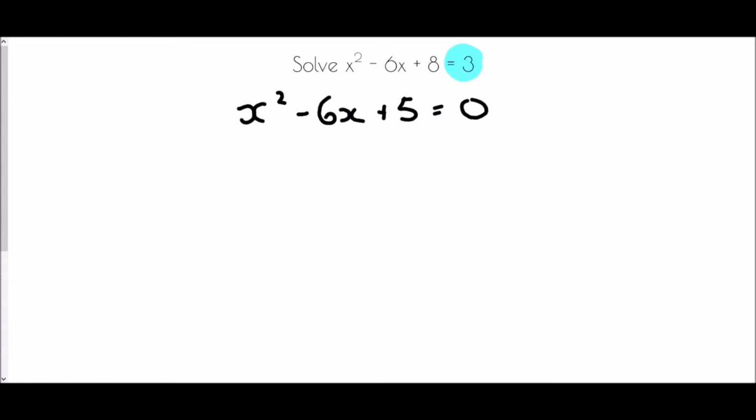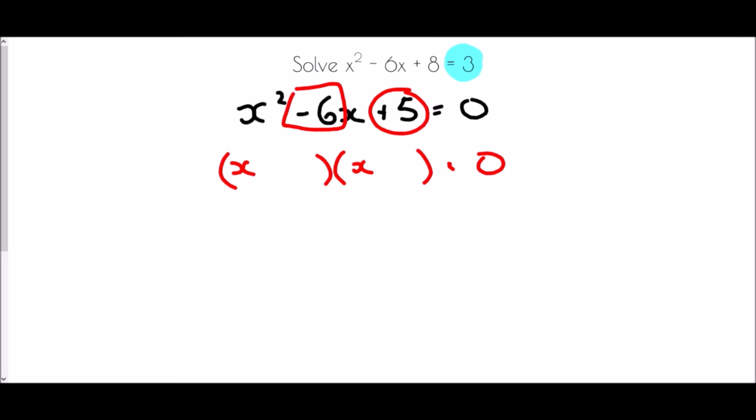Now it is in the format where we can try and factorise in order to solve the equation. And so it's going to have an x in each bracket, and then we need a pair of numbers which are going to multiply to make positive 5, but they have to add to make negative 6, and therefore they're both going to be negative numbers in this case.